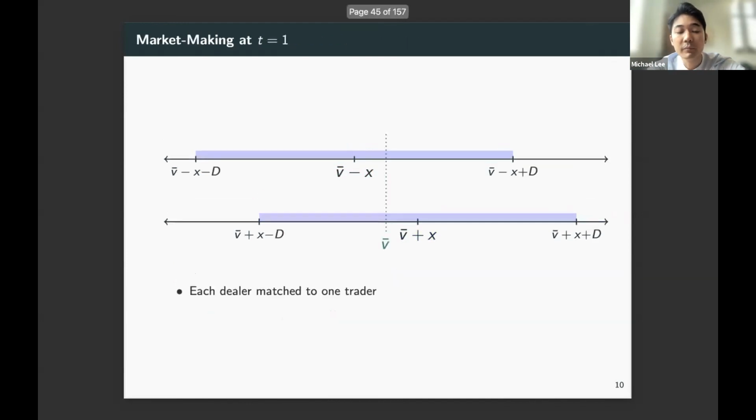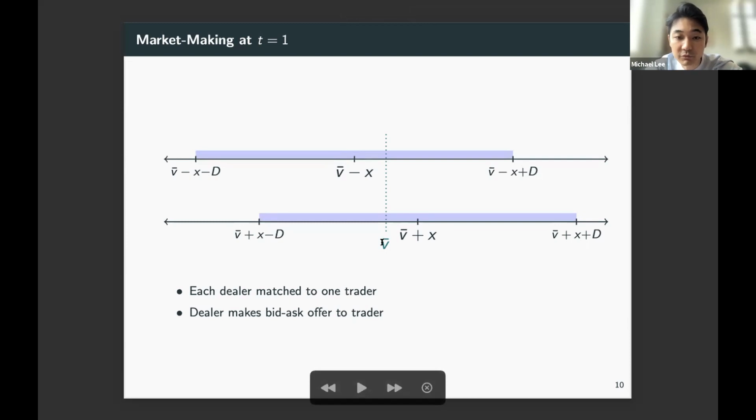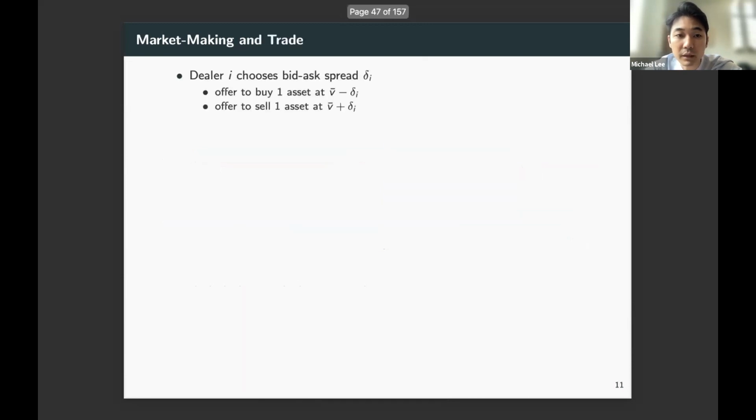Now, of course, in the market making stage, each dealer is matched to one trader, and they make a bid-ask offer to the trader. So these are ultimatum offers, either at a price at which they're willing to buy or sell to the trader. The average valuation here is V bar, the prior expected value of V. A dealer will choose a specific bid-ask spread delta I. With the bid-ask spread delta I, this corresponds to an offer to buy an asset at V bar minus delta I, or an offer to sell an asset at V bar plus delta I.